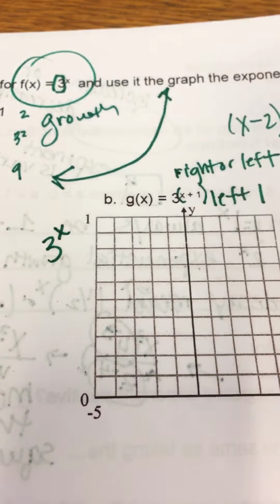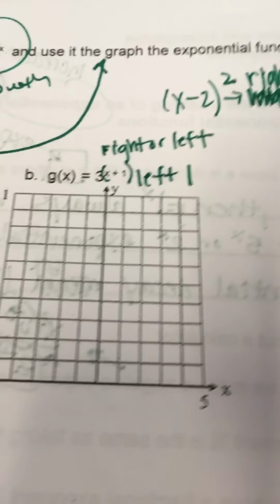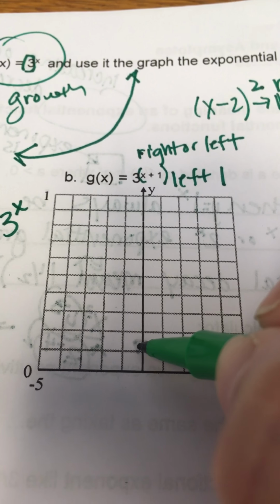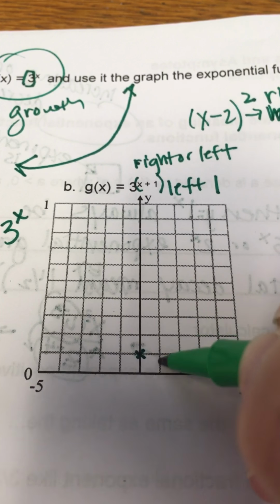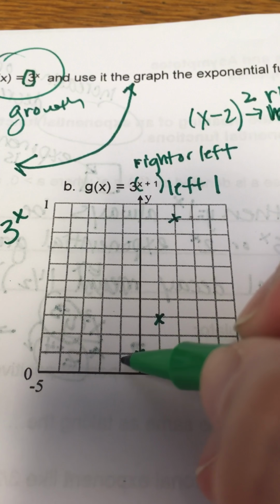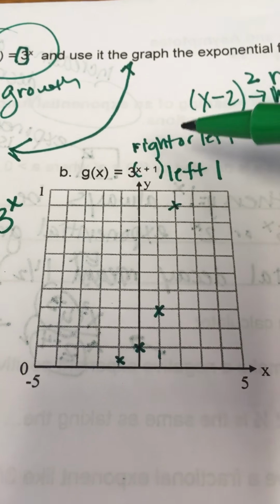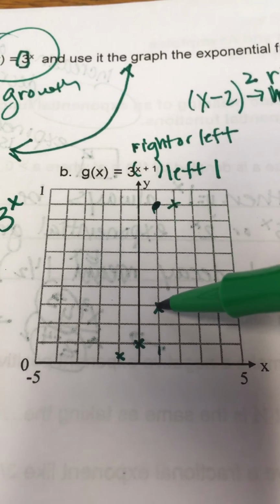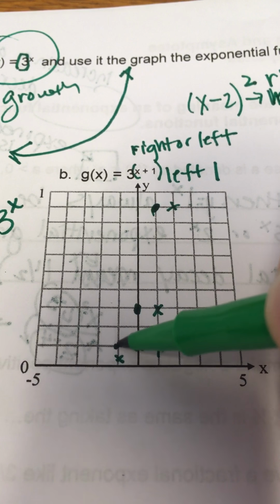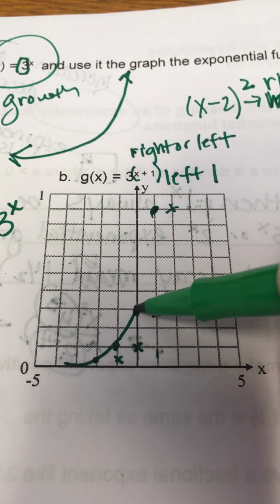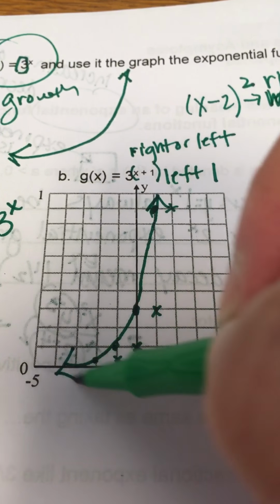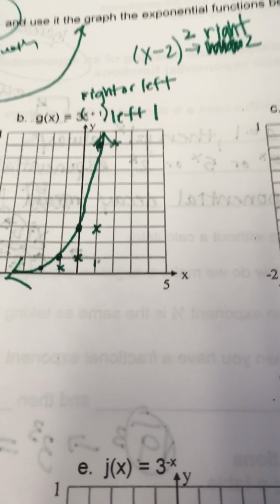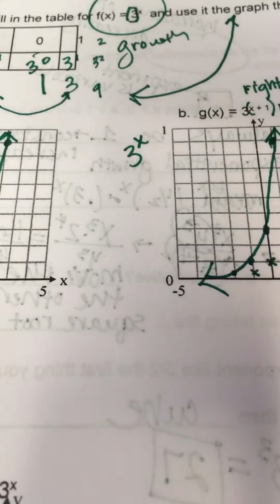So I start with 3 to the x. So I have that initial graph. That's the parent graph. So it's going to look exactly like that. So it's 0, 1, 3. If you did 2, 9, like that. But every single point, this is a translation, it's going 1 to the left. Take this 1 line over. Okay, same exact graph, but everything is pushed over 1 to the left.